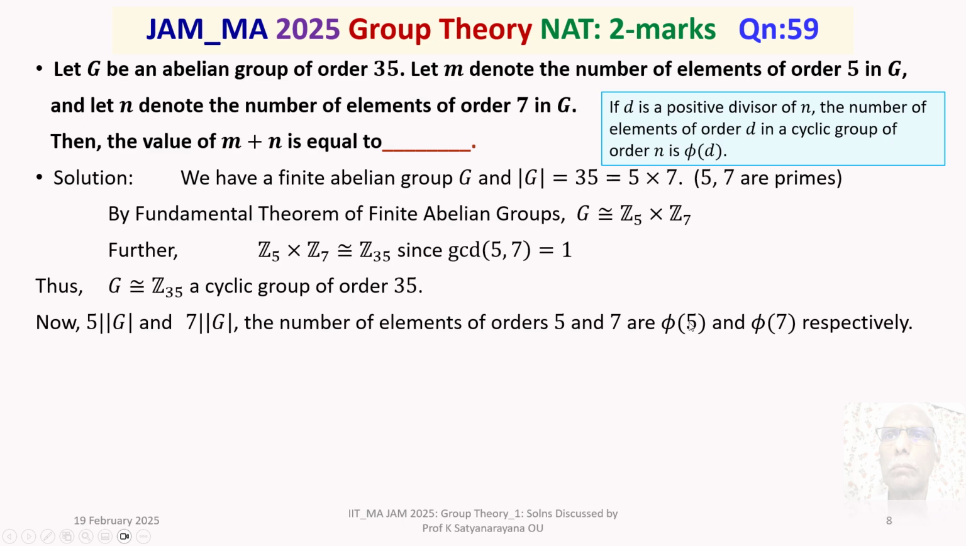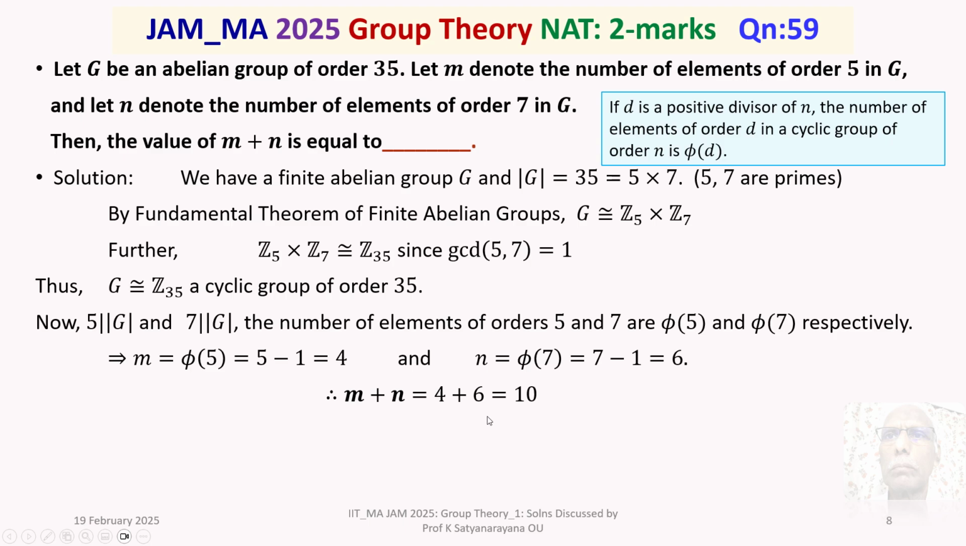What is phi of 5? Phi of any prime number p is p minus 1. So M is equal to phi of 5, that is 5 minus 1, 4. N is equal to phi of 7, that is 7 minus 1, 6. So the total, what is wanted, M plus N is equal to 4 plus 6 is equal to 10. The answer to this question is 10. Right. That is the numerical answer type question.